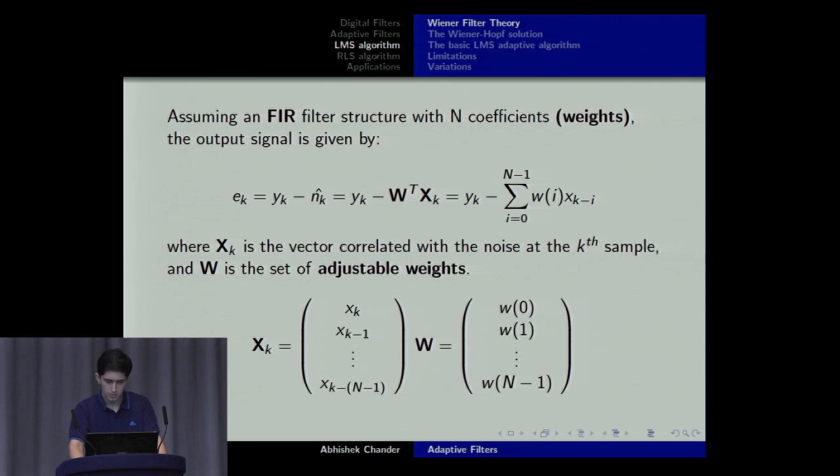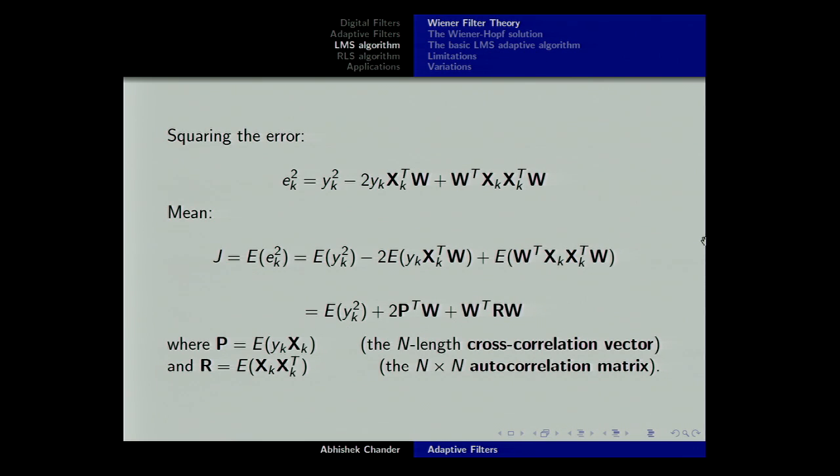So x of k is actually our input sequence, and this is once again correlated to the noise, but hopefully not to the actual desired signal. And here's what we're trying to do. We're trying to optimize this set of weights so that our estimate of the noise minimizes the error. And in this case, we're looking at finite impulse response filters, so we have a finite set of weights. So we square the error and then find the mean, and this is what we get.